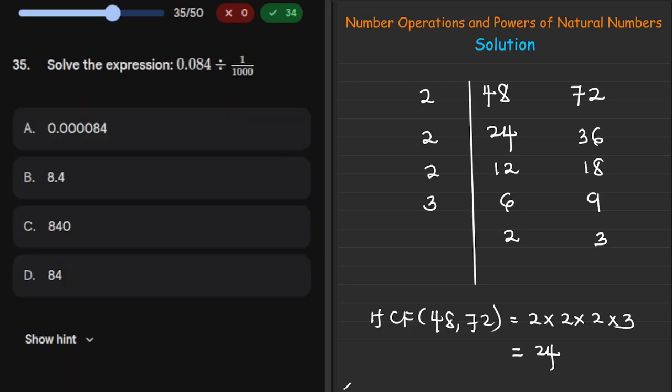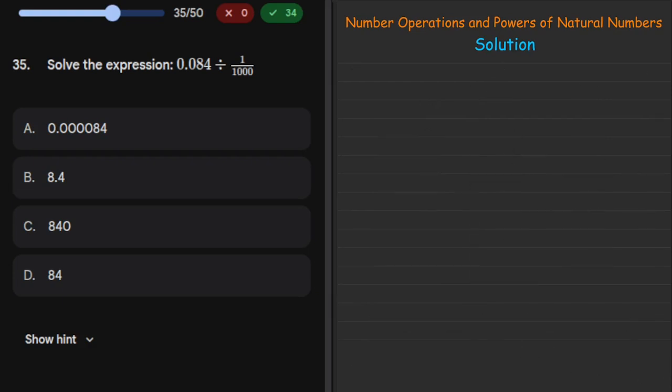Question number 35, on the other hand, says we have to solve this expression we have over here. This is to test our understanding of division of multiples of 10. So we have 0.084 divided by 1 over 1,000.